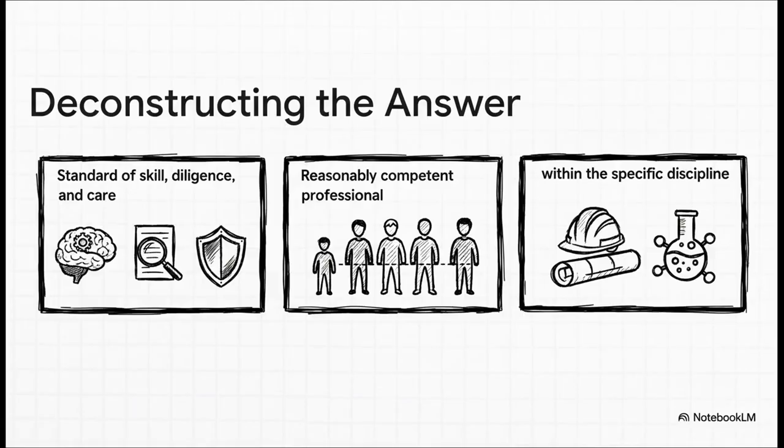But let's not just accept it, let's break down why it's so good. First, standard of skill, diligence, and care. That just means you have to know your stuff, do your homework, and actually be careful. Simple enough. Then, reasonably competent professional. This is the key. You're not being compared to a Nobel Prize winner. You're being judged against what an average, skilled professional in your field would do. It's a peer-based standard. And finally, within the specific discipline. This is so important. What's expected of a chemical engineer is totally different from a civil engineer. The context matters. See how all the pieces fit together?